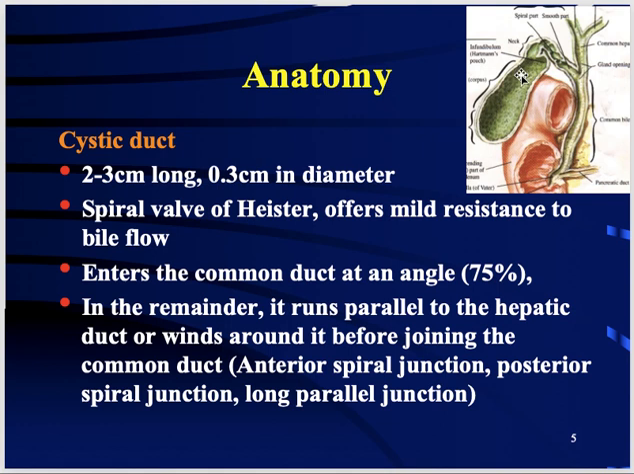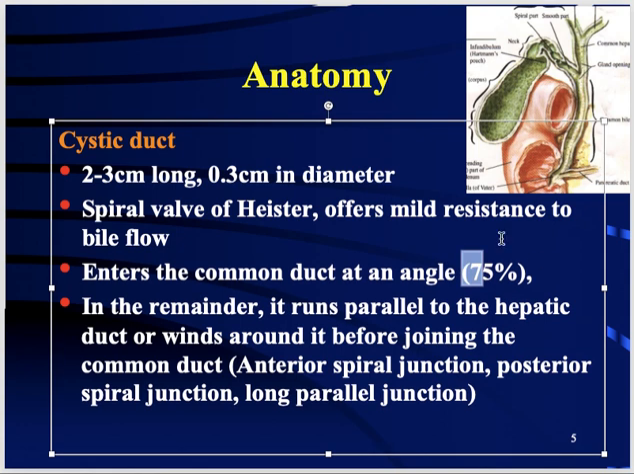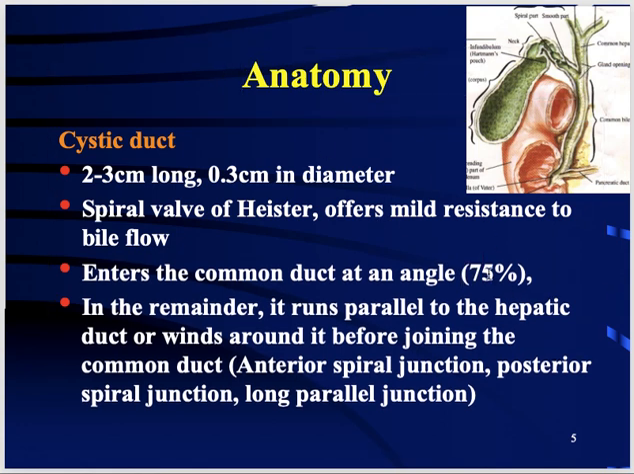Now other than this, the important thing to talk about is the cystic duct. So the cystic duct is around 2 to 3 centimeters long. There is a valve which offers some resistance to the bile flow. It enters the common duct at an angle, in 75% of individuals, because, as I told you, not everyone has the same anatomy. And in the rest of the people, it runs parallel to the hepatic duct or winds around before it joins the common duct. Okay, so this anatomy is different in different people.